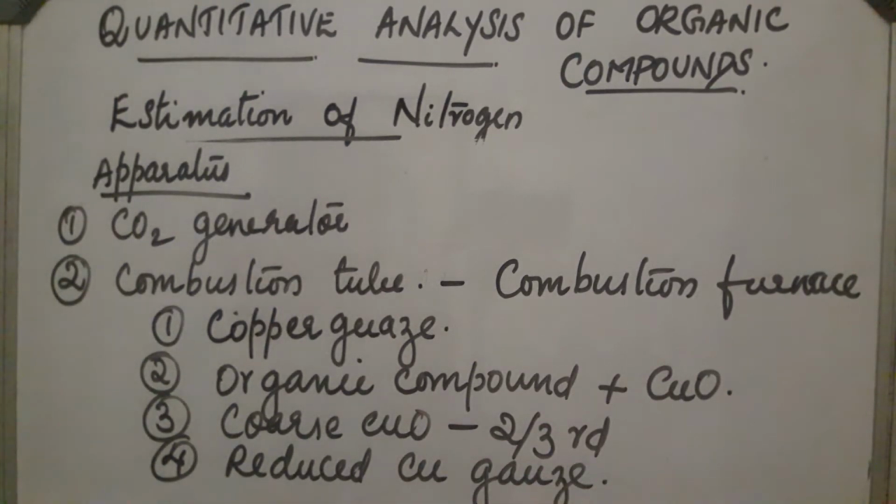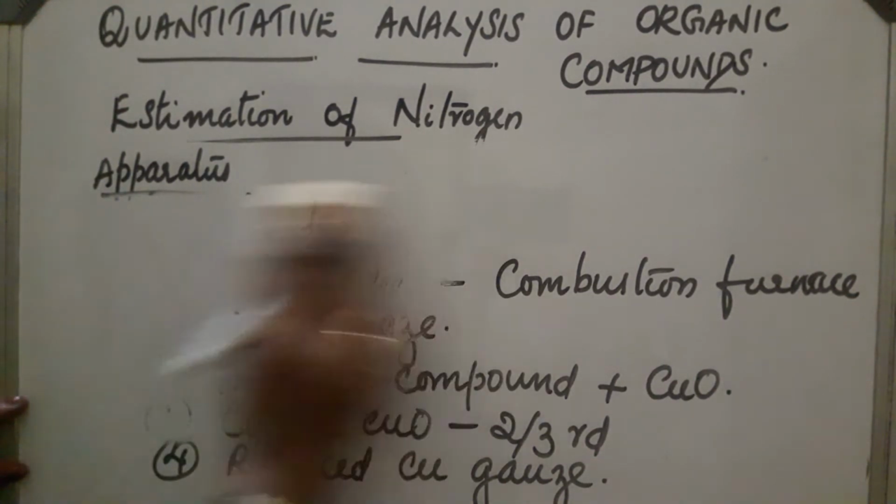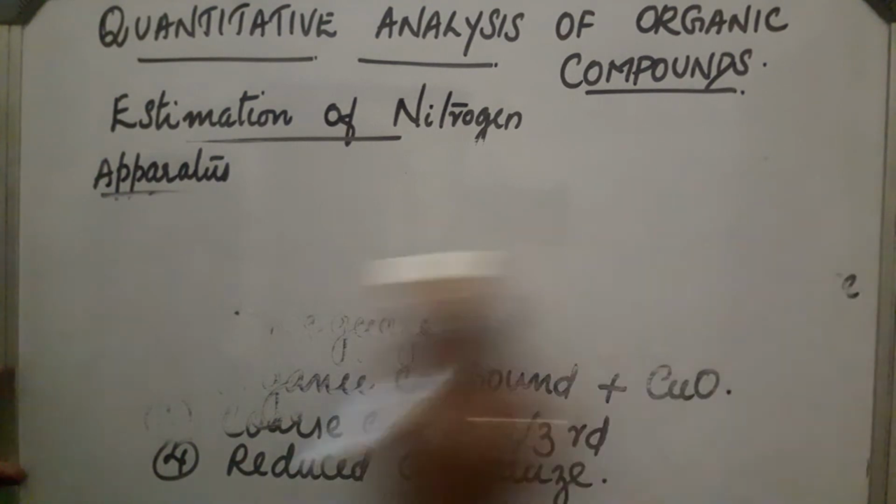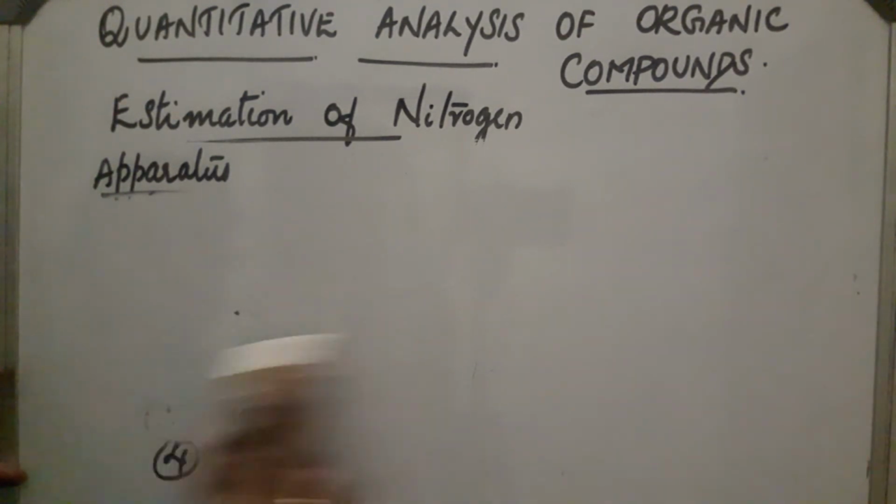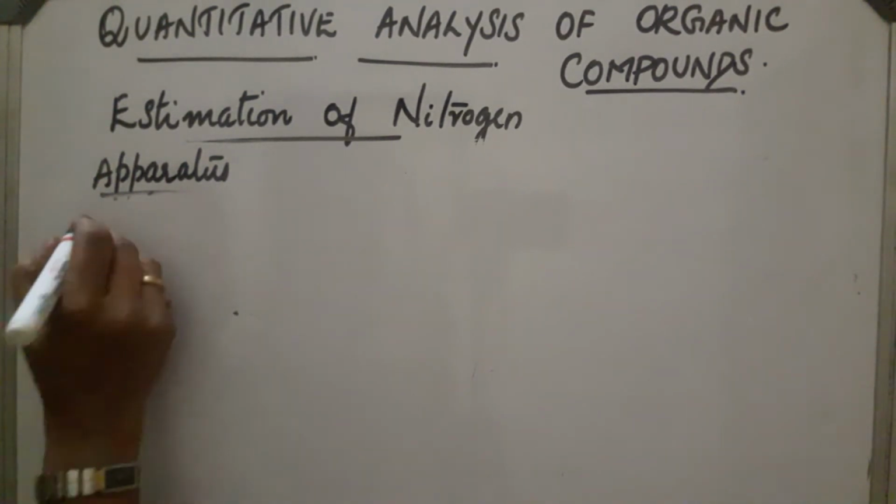During this combustion, some oxides of nitrogen are also produced. So, in order to reduce those oxides and convert them into nitrogen, this reduced copper is used. Here the reduction of the oxides is taking place and they get converted into nitrogen. These are the different parts of the combustion tube. Now, the third unit is Schiff's nitrometer, where the nitrogen gas is collected.